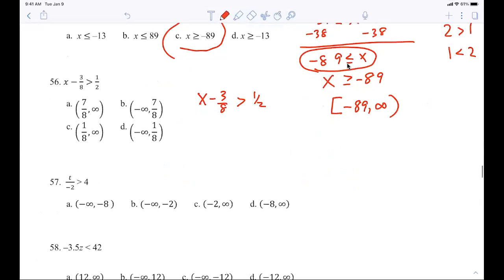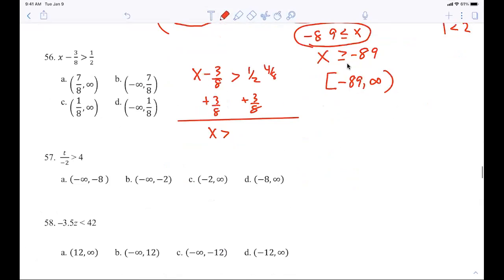Yeah. All right, so now we're adding 3/8 to both sides. Adding 3/8. So X is greater than 1/2, which is 4/8. We don't need a calculator for that. All right, if you forgot, then take a look. Yeah, that's embarrassing to do 1/2 plus 3/8 on your calculator. Make sure you can convert that. So that means X is greater than what? 7/8. So if it's greater than 7/8, it would be starting at 7/8 and heading to what? Infinity.